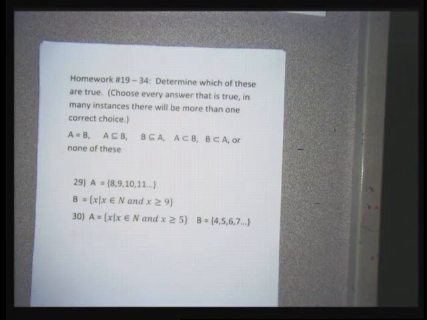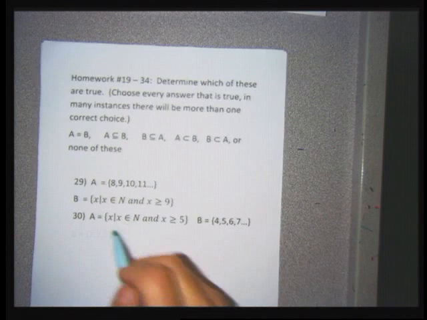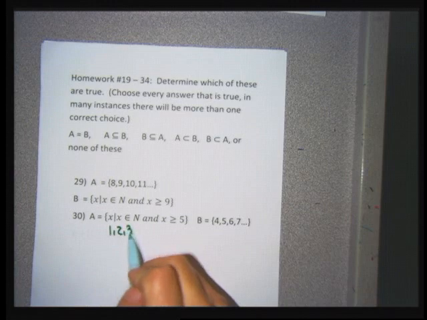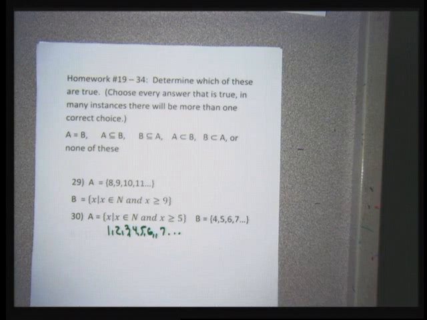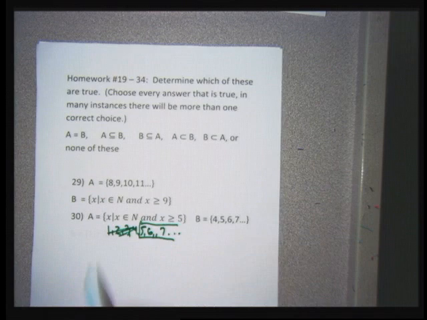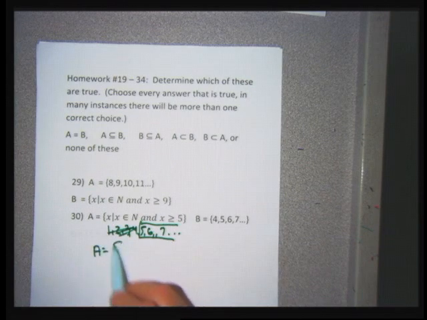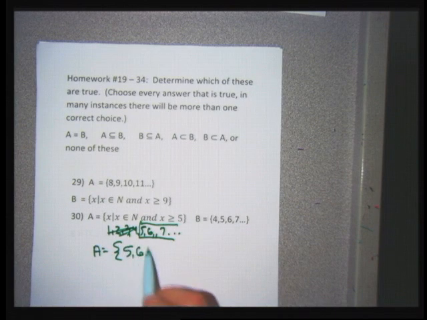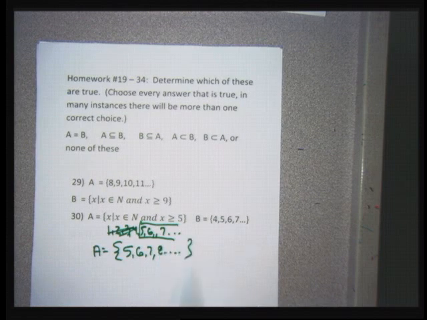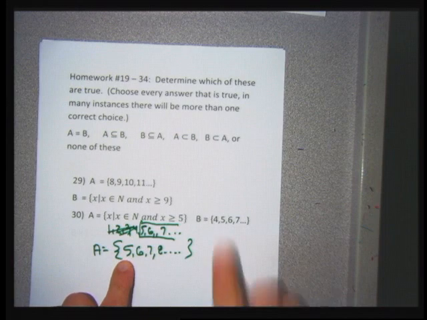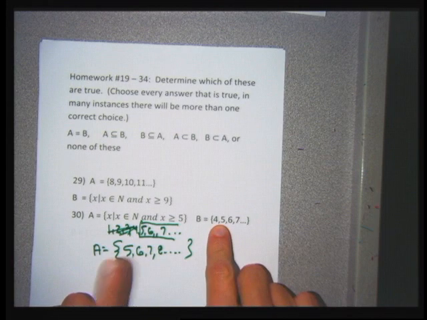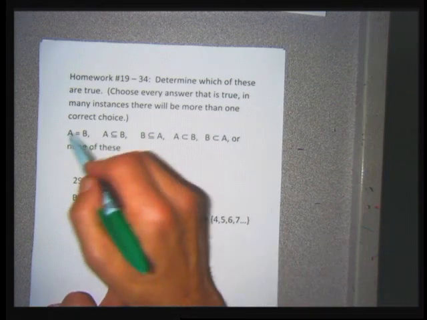Okay, so 30 again gives me the set builder notation. It says X is a natural number, so natural numbers 1, 2, 3, 4, 5, 6, 7, and so on, and X is greater than or equal to 5. So I'm counting the natural numbers that are 5 or bigger. So set A in problem 30 contains the numbers 5, 6, 7, 8, and so on. And when I look at this, the sets aren't equal because A has the number 5, B has the number 4, A doesn't have the number 4, so they're not equal to each other.